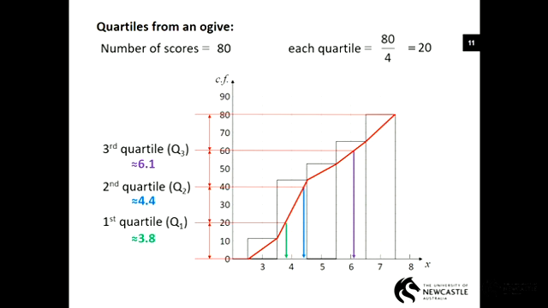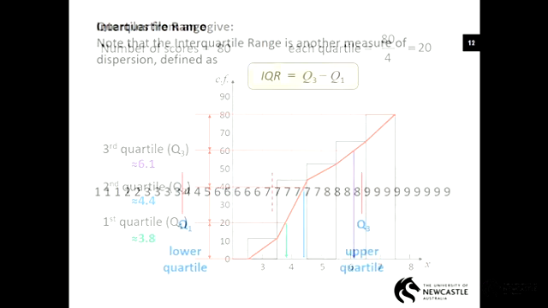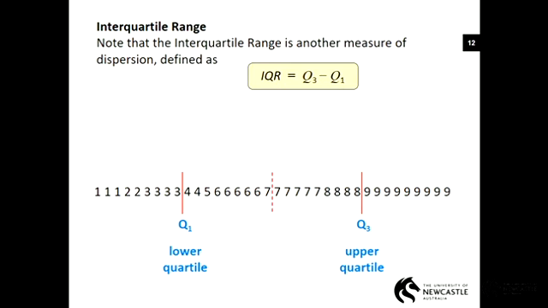So that was us finding the quartiles from an ogive. The data started about 3-ish, went to about 7-ish, maybe up to 7.5, we can't tell from this. But the quartiles are about 3.8, 4.4 and 6.1, splitting the data into 4 equal bits. We'll do an example of that coming up soon.